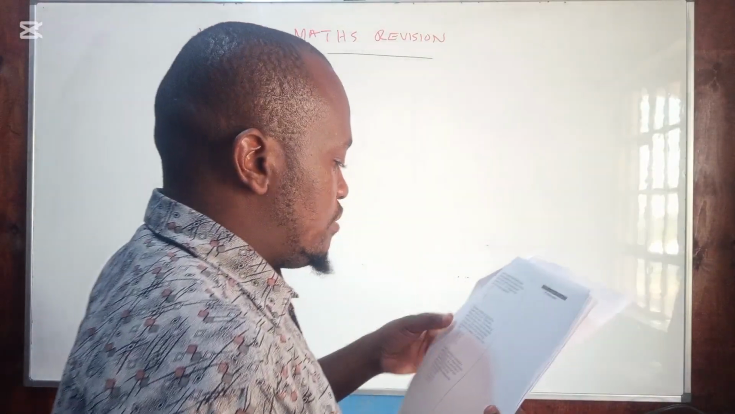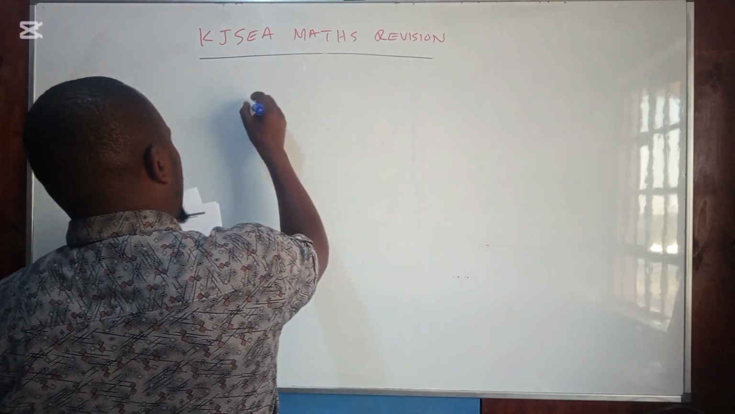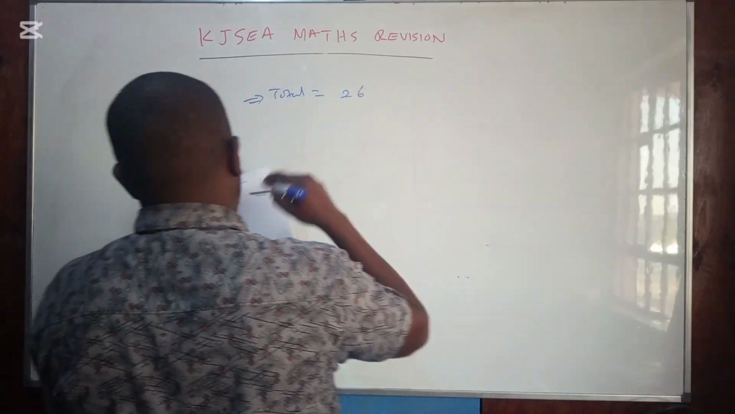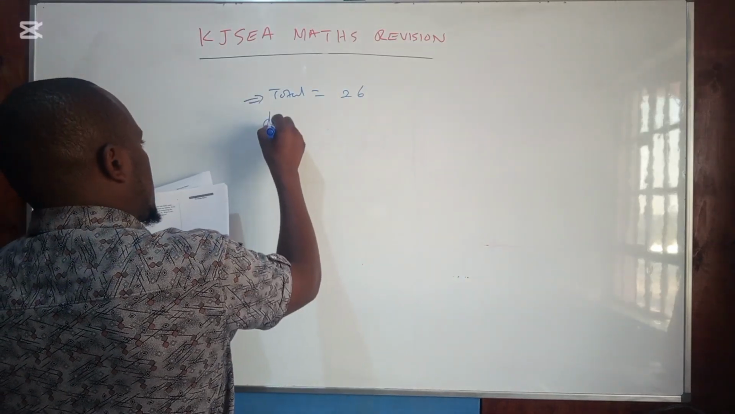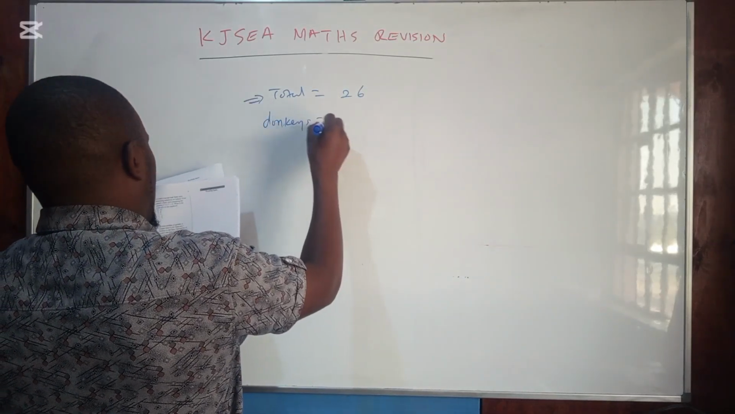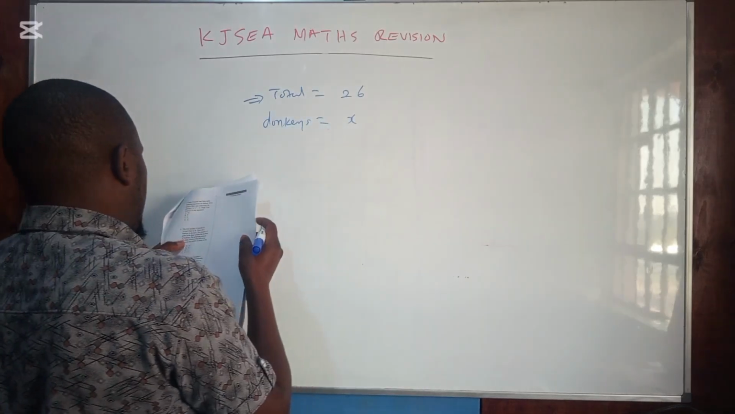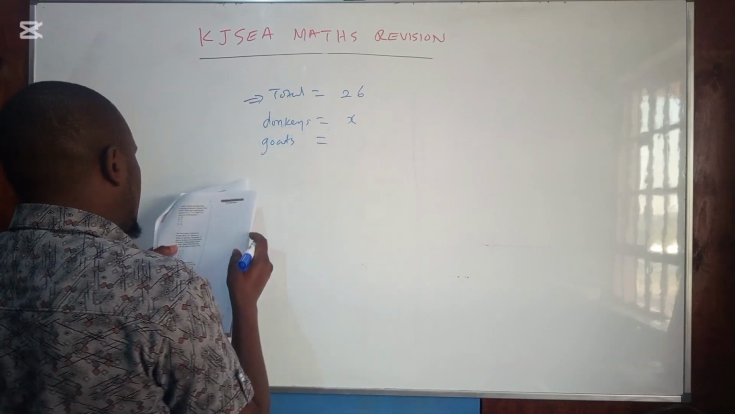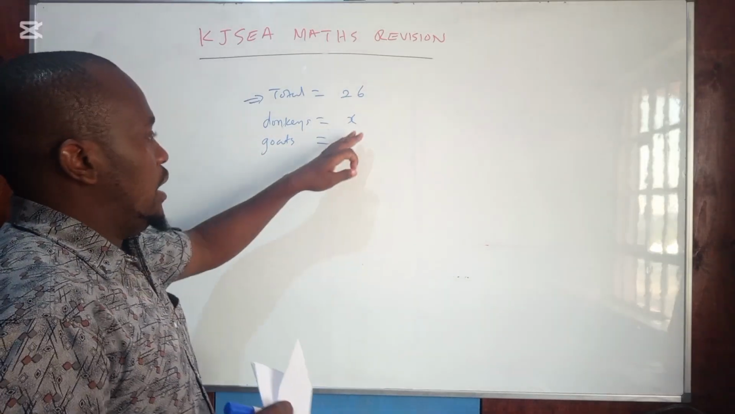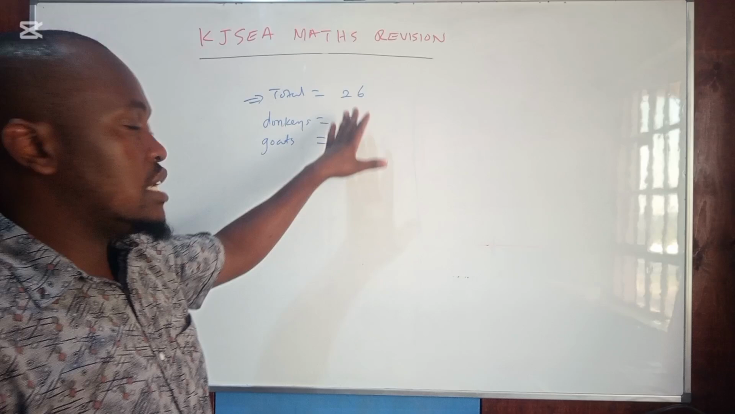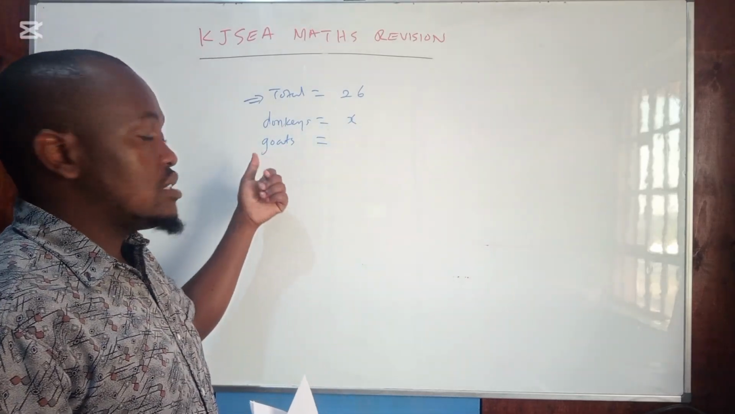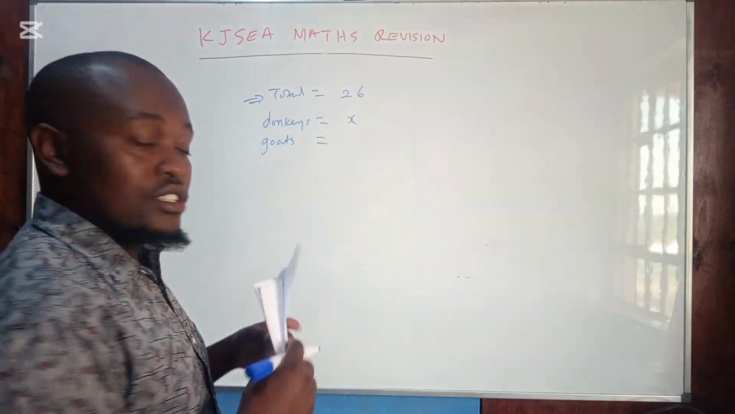This is algebra at its best. The number of animals in Kjesea's farm, the total number, is 26. Donkeys are x. The number of goats are twice the number of donkeys. So x is an unknown number. Maybe it's 10, maybe it's 2, maybe it's 3. So the number of goats then will be 2 times this number. Should be 2x.